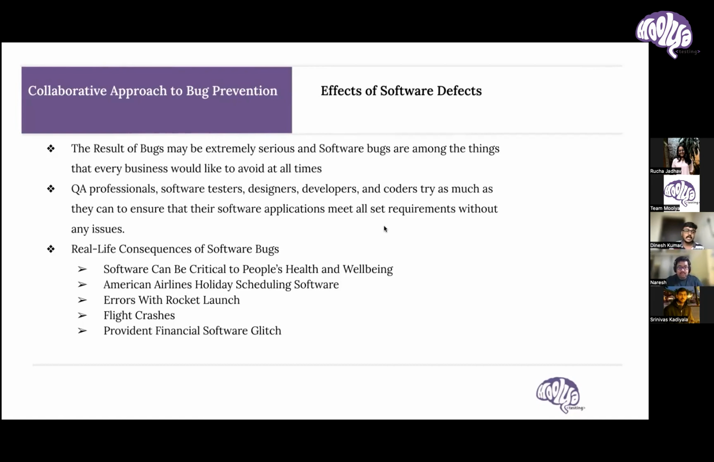Here you can see I have given 5 different examples of real-time consequences of a software bug. I can explain a couple of them and how costly the effect of software defects is. The first is that software can be critical to people's health and well-being.